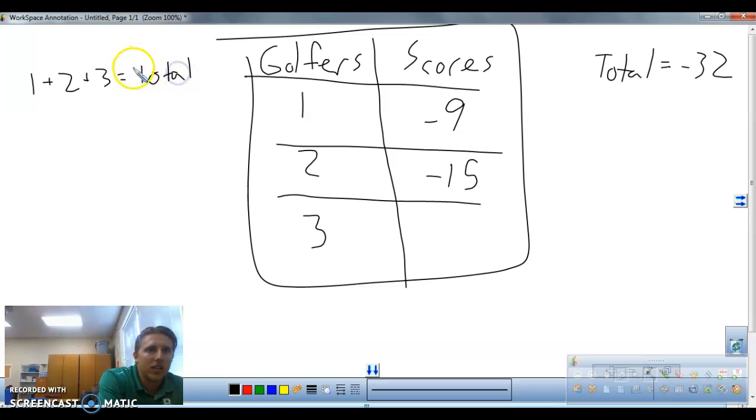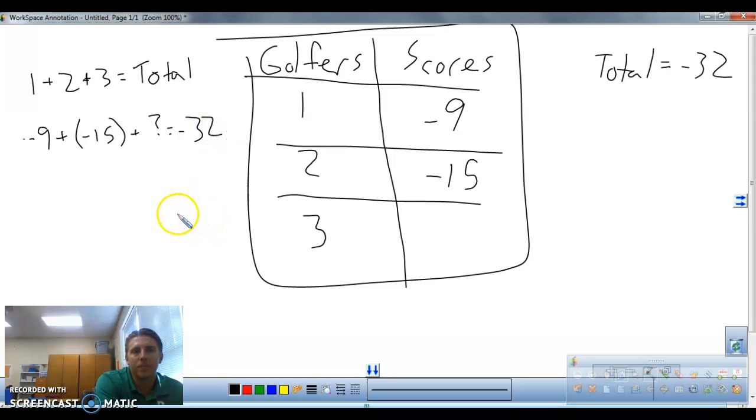All three of their scores as a team becomes their total score. Okay, well, what was golfer number 1's score? Golfer number 1's score was -9. Golfer number 2's score was -15. We don't know golfer number 3's score, so we'll just put a question mark there for now. We do know their total score is -32, though. Okay?